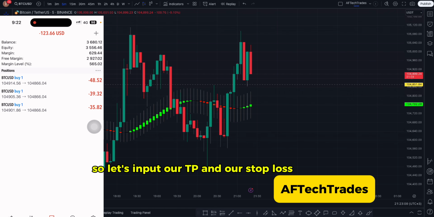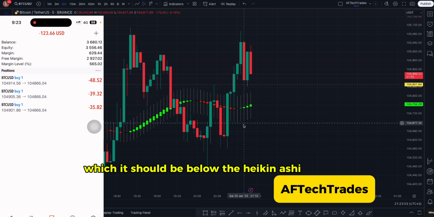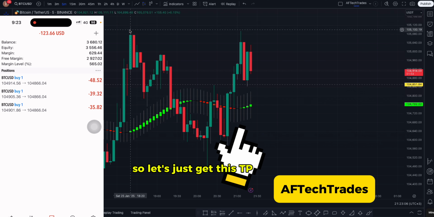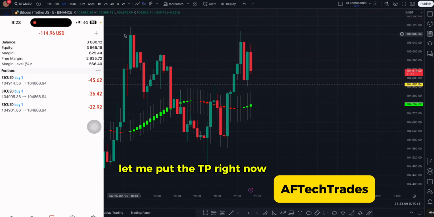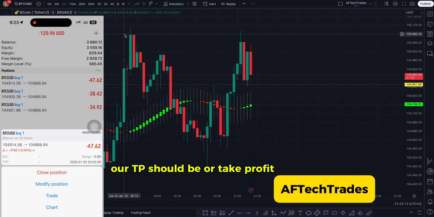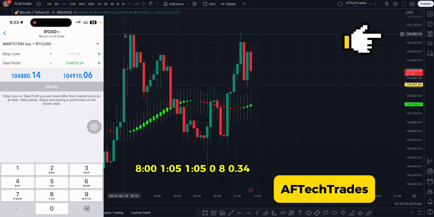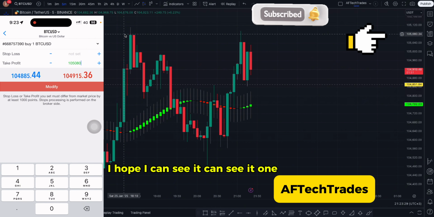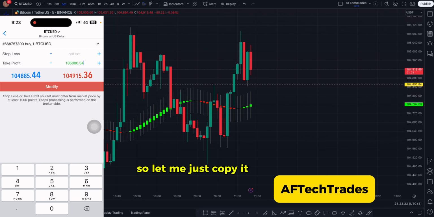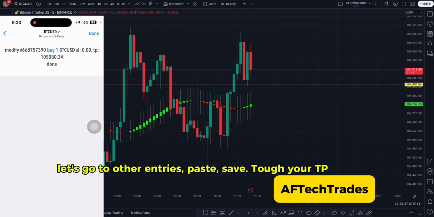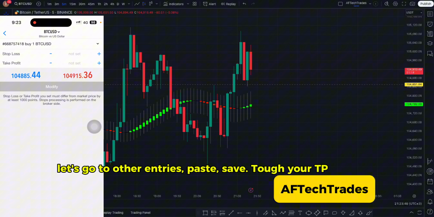So let's input our TP, and our stop loss we say should be below the Heikin Ashi. So let's just target this TP. Let me input the TP right now. Our TP is our take profit. That means our take profit will be 105.80. I hope you can see it. Let me just copy it so I can paste it on the other entry. Let's go to the other entry, paste, save.